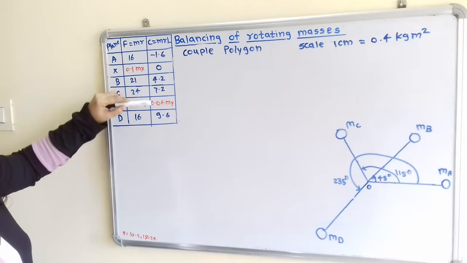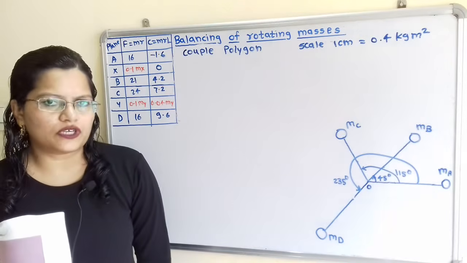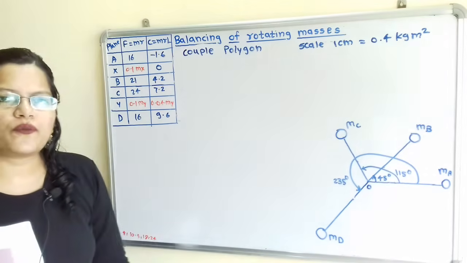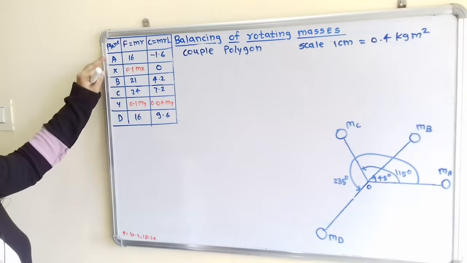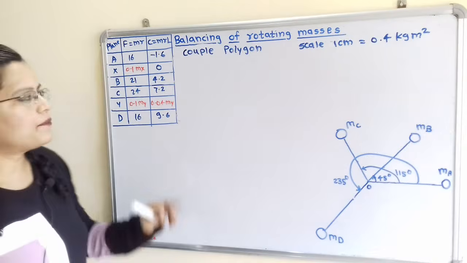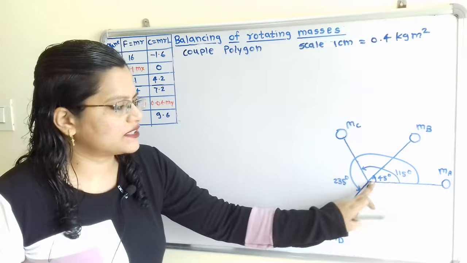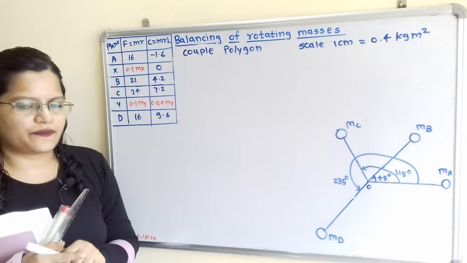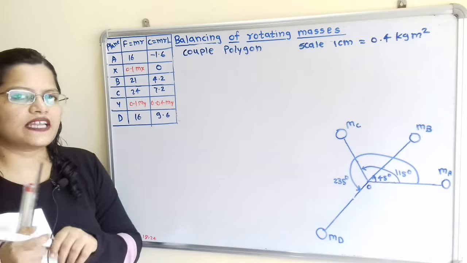terms, but for couple there is only one unknown term. So we will first draw the couple polygon. Scale we will take 1 centimeter is equal to 0.4 kilogram meter square. So first plane is plane A, and its value is minus 1.6, and plane A is at an angle 0 degree. So we have to refer to this diagram also. So this plane A is at an angle 0 degree. Now due to the negative sign we have to show the line towards the left hand side.